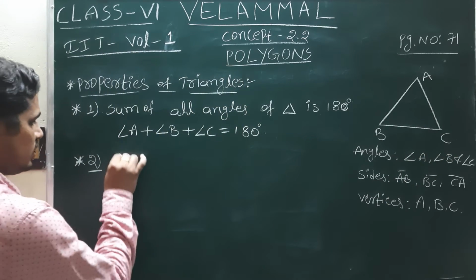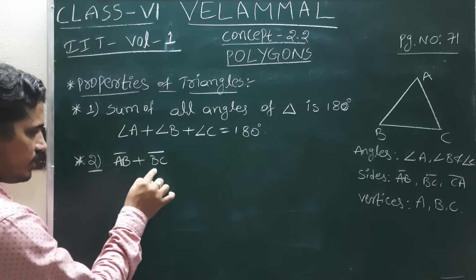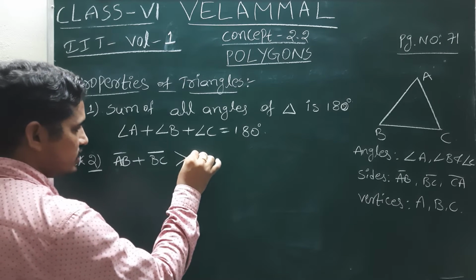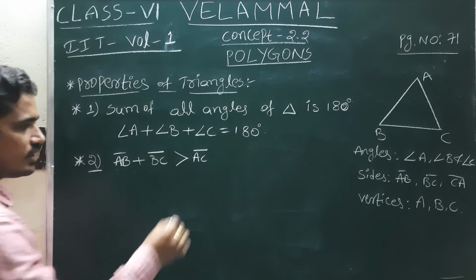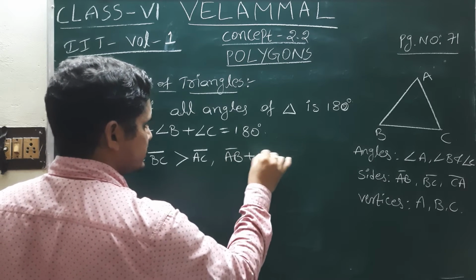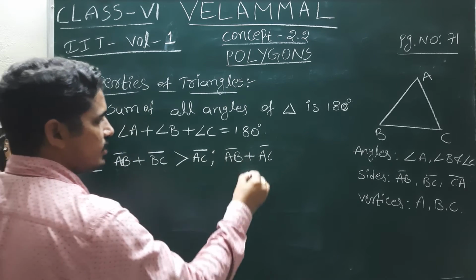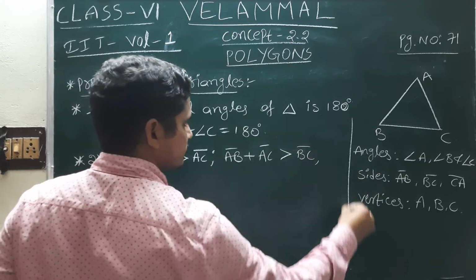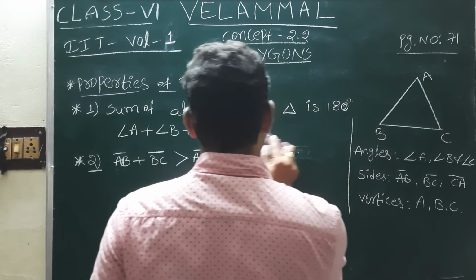That means, for example, if we add the length of AB plus the length of BC, then the sum must be greater than the third side AC. AB plus BC must be greater than AC, or else AB plus AC must be greater than BC.